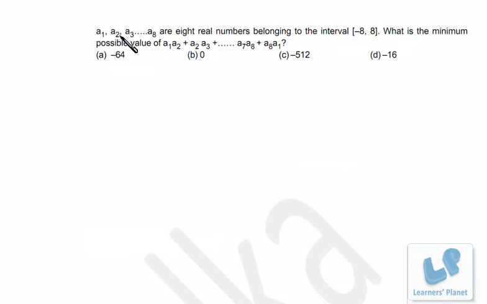Now this problem: A1, A2, A3, up to A8 are 8 real numbers belonging to this interval. What is the minimum possible value of this expression A1 A2 plus A2 A3 and so on? Now these are real numbers but not necessarily distinct, right? Because it's not mentioned over here.